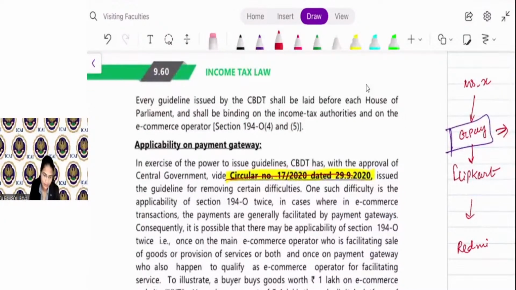You have to provide your PAN. Otherwise, credit is not available. Simple.